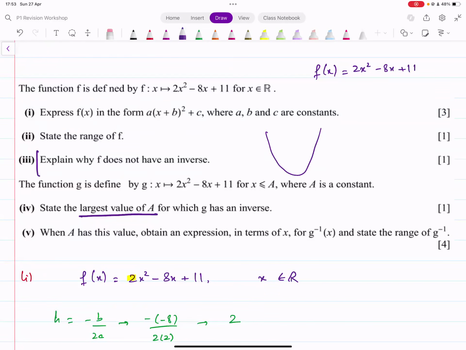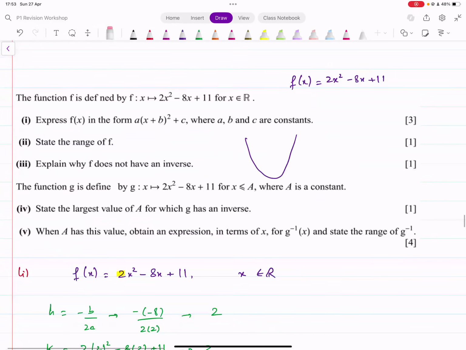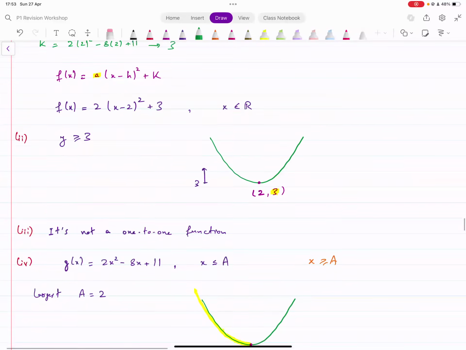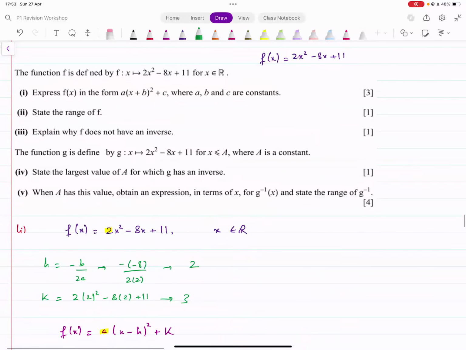So whenever they ask you something like this, whether a function has an inverse or not, you think about whether that function is one-to-one or not. In this case, it is not one-to-one because it fails the horizontal line test. That means that the inverse does not exist. So that's what you write there. It's not a one-to-one function. But then this last part is important.